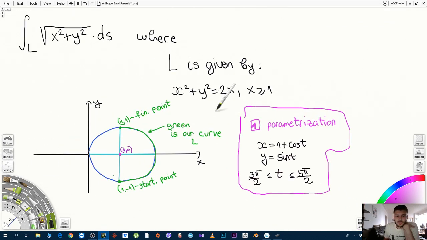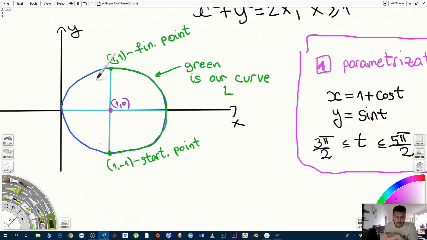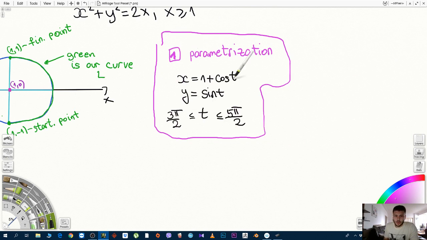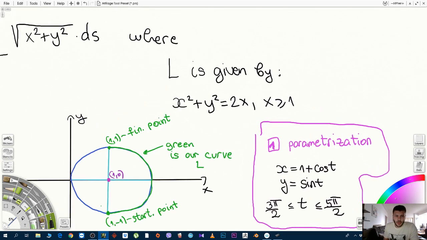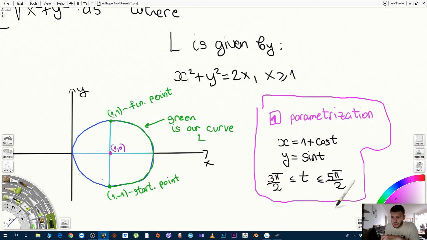In the previous video we did the parameterization of this curve. Curve L is this green curve from this point to this point, and this is its parameterization, and this was the integral we are solving. So let's do the second step.